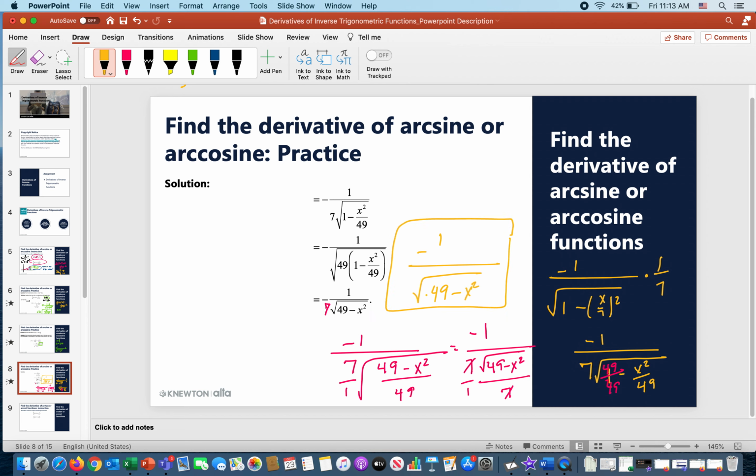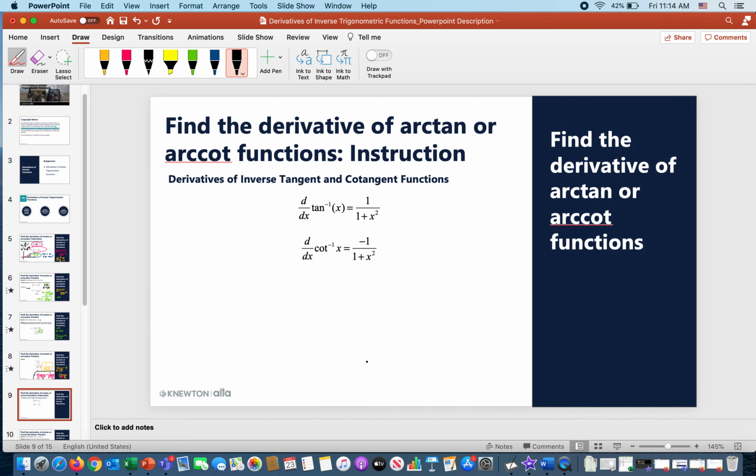A lot of times you can see the steps worked out in the PowerPoint, but it's little details like this that I really want to focus on. I'm hoping that watching these videos is kind of giving you an idea of why we're doing what we're doing. So how did that 7 go away? That's the reason why, because of how we combine those two things under the radical.